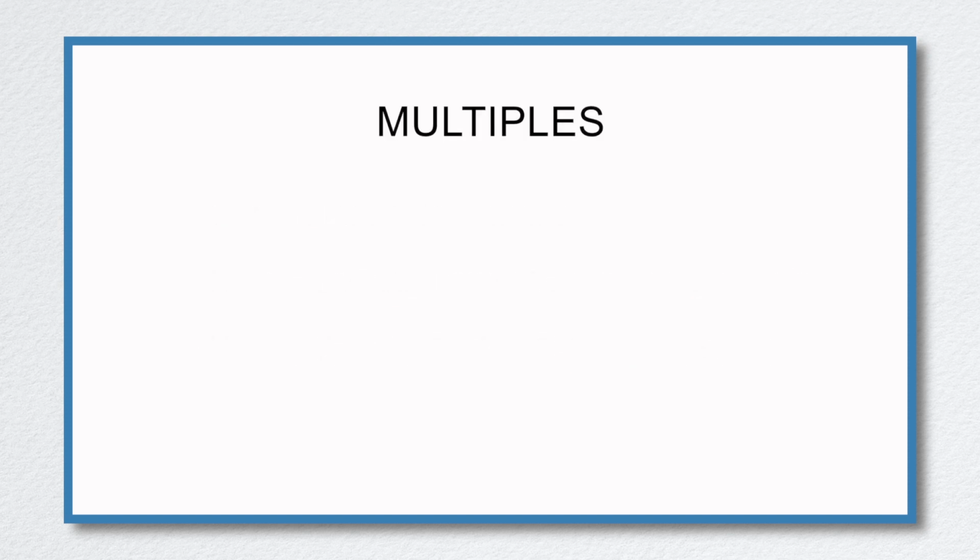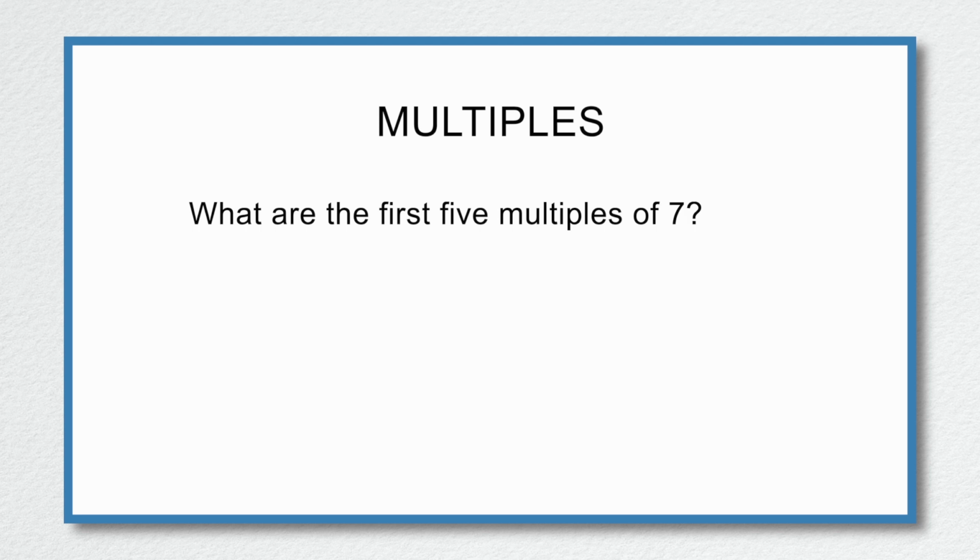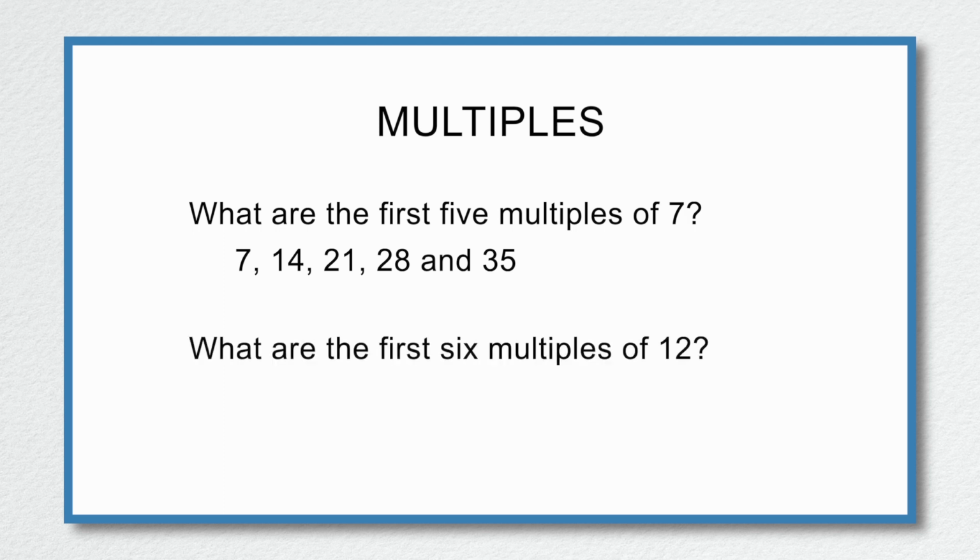When we talk about multiples, we are effectively talking about the multiplication tables. For example, what are the first 5 multiples of 7? Well, they are 7, 14, 21, 28, and 35, because they are the first 5 numbers in the 7 times table. If you were asked to find the first 6 multiples of 12, well, they are 12, 24, 36, 48, 60, and 72, because they are the first 6 numbers in the 12 times table.